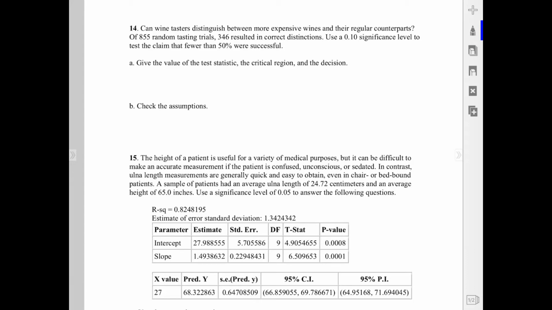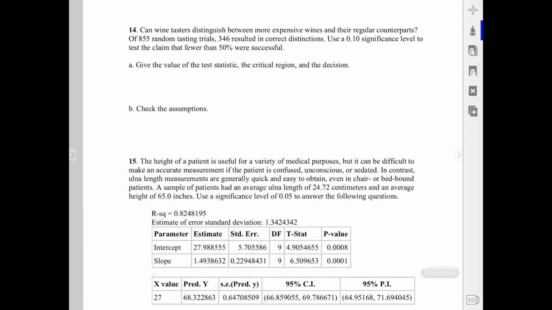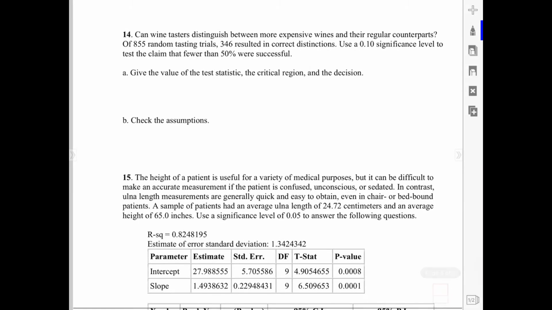All right, number 14. Says, can wine tasters distinguish between more expensive wines and their regular counterparts? Of 855 random tasting trials, 346 resulted in correct distinctions. Use a 0.10 significance level to test the claim that fewer than 50% were successful.